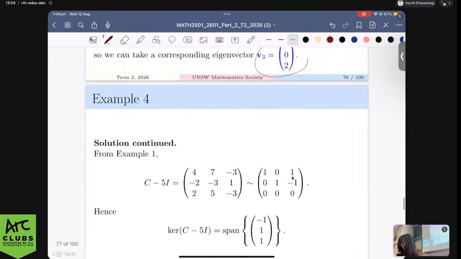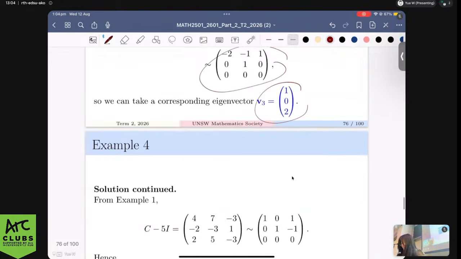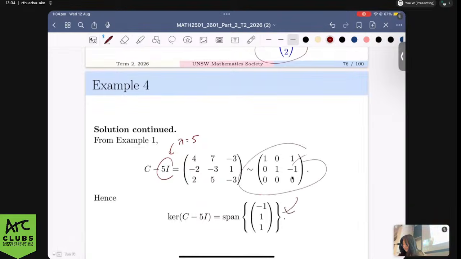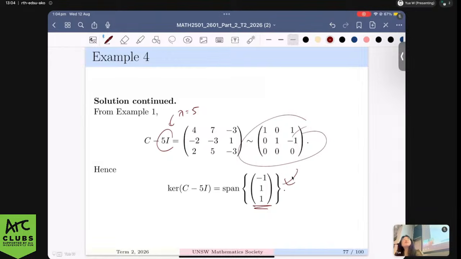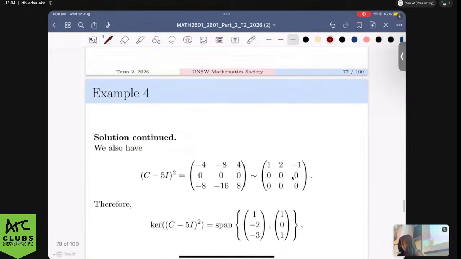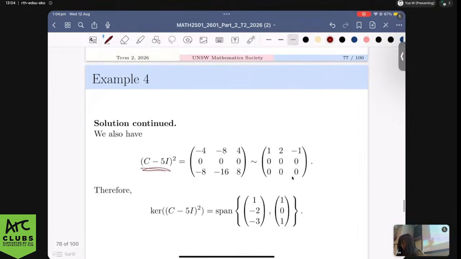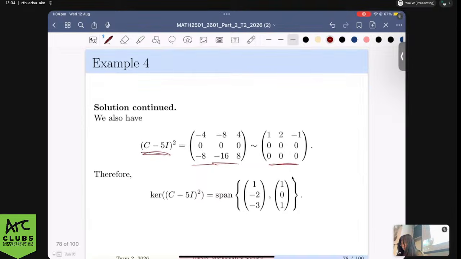And then you do the same for the other eigenvalue. So here your lambda is equal to 5. If you find the kernel of this, you should get that this is equal to that, which is our corresponding eigenvector for that eigenvalue. And we also want to do this twice. So if you do this twice, you should get this, and once again you reduce it to become this. From here, you consider the kernel of this. You would find that this is equal to the span of these two vectors.